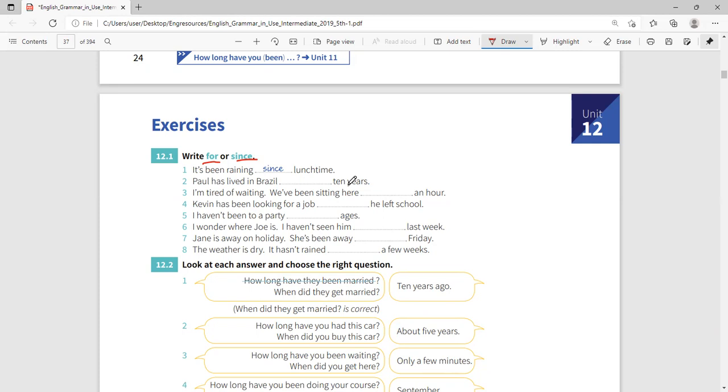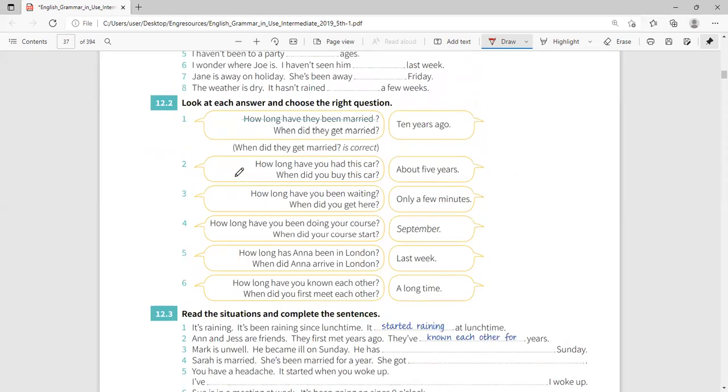Mohammed. The weather is dry. It hasn't rained in a few weeks. Yeah, for a few weeks. They're saying now use for or since. So for a few weeks. Yes, correct.